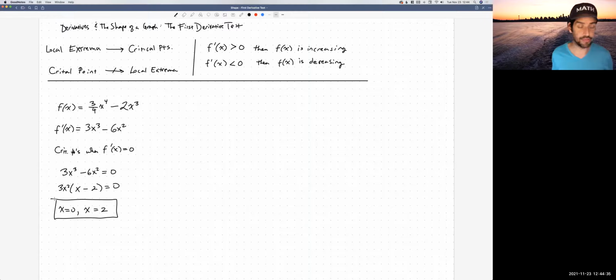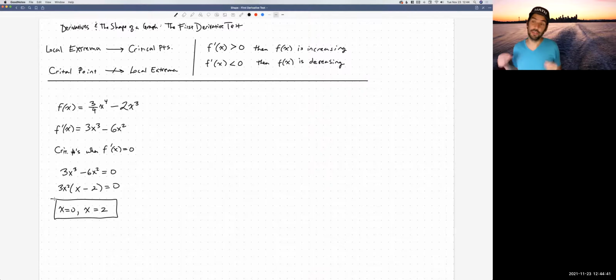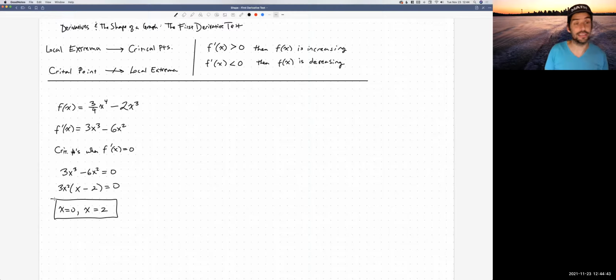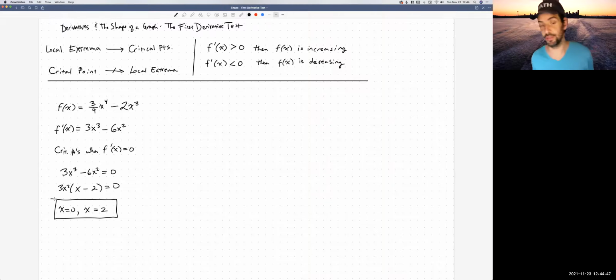Let's take a look at a graph of this function, right? I want to remind us of what I just said a minute ago. These are the places we're going to look for extrema, but we don't know that they exist there, because local extrema have to be critical points. Critical points don't have to be extrema. So let's take a look at the graph.